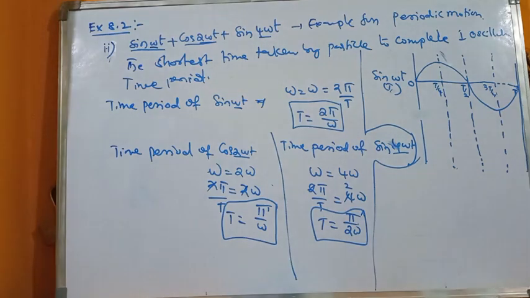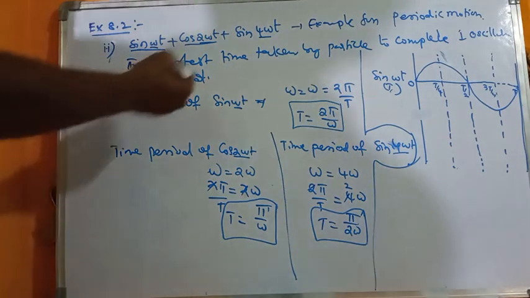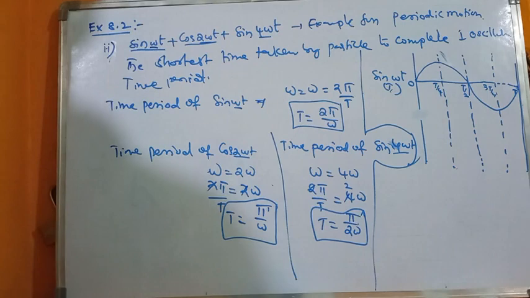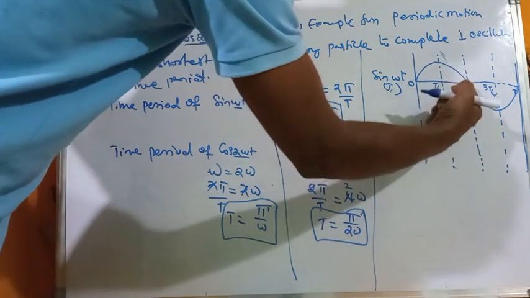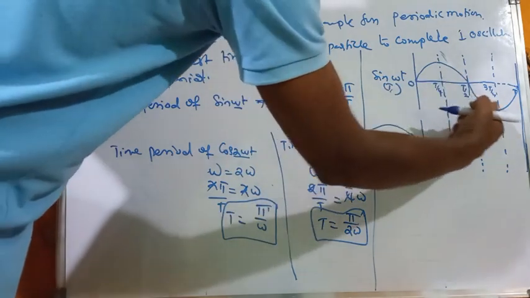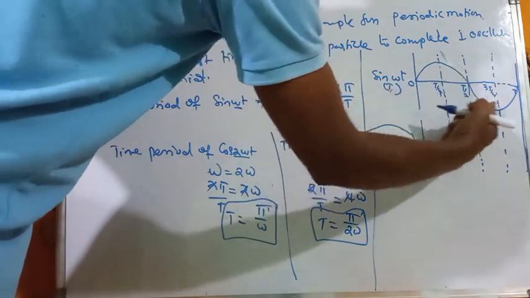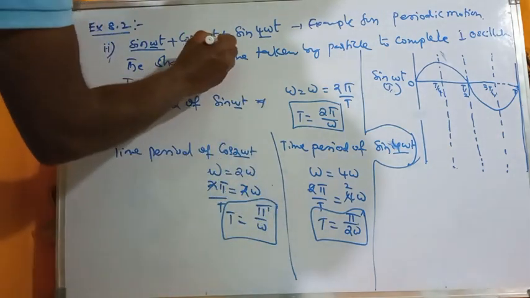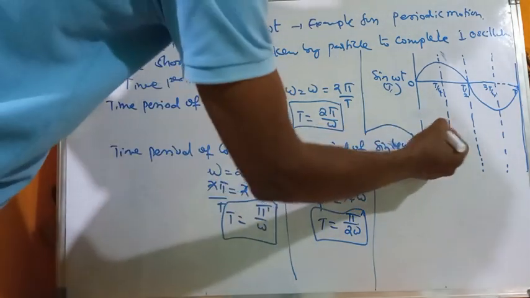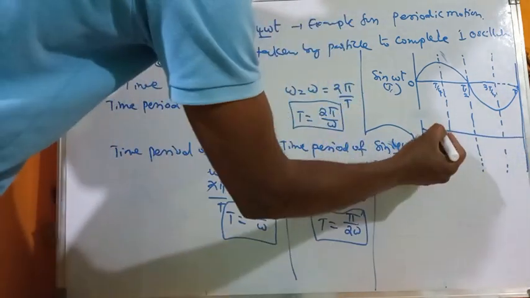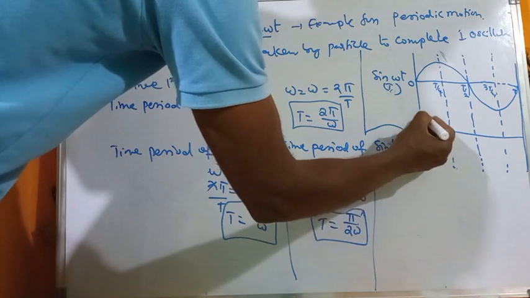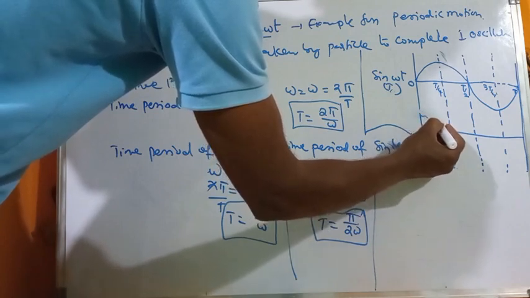But for cos omega t, and cos 2 omega t: for sin omega t the frequency is one only, because it completes one cycle, but this one is completing two cycles. So suppose our cos starts from here.